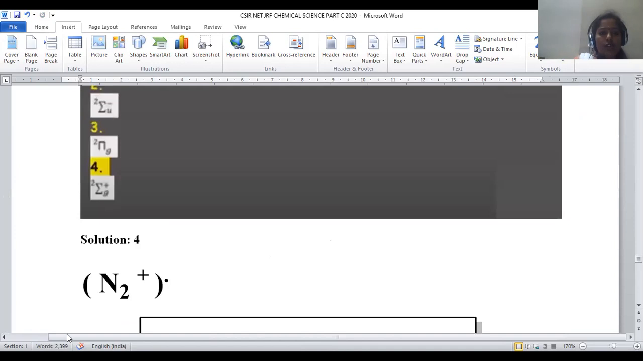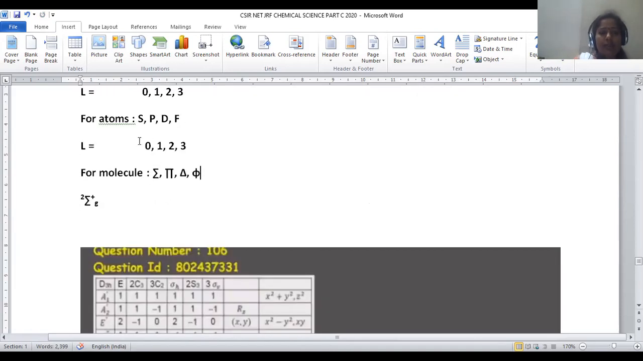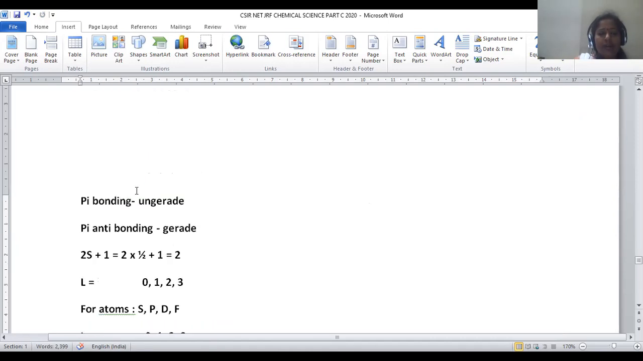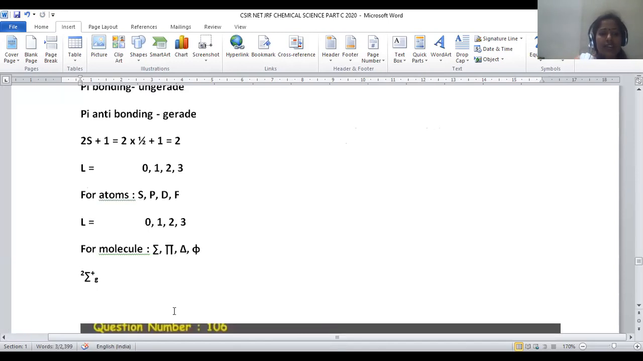We are considering N2 positive. That's the reason why sigma will be there. That means L is equal to 0, which is denoted as a sigma term symbol. That's why we indicated sigma. Then what kind of orbital is it? It is the sigma orbital. Hence it is denoted as a gerade orbital. That's the reason why the subscript becomes g.